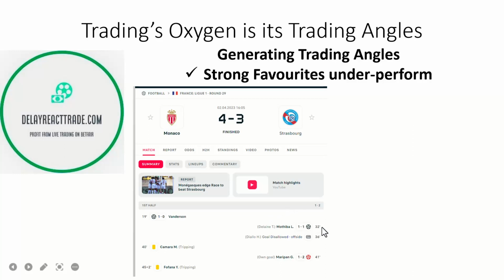32nd minute. Uh-oh, it's 1-1, the underdog. 41st minute, Manapa. His own goal has made this a potential coupon buster, but look at the final result. The favourite pulls on through, you'd have made some good trading angle profit there.